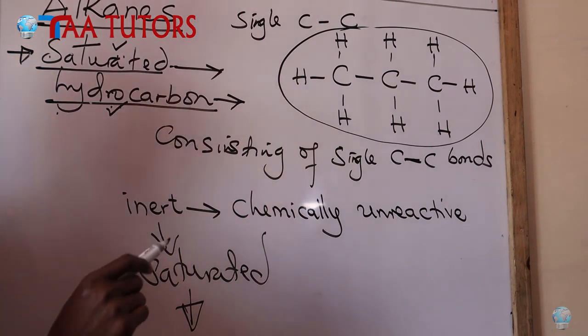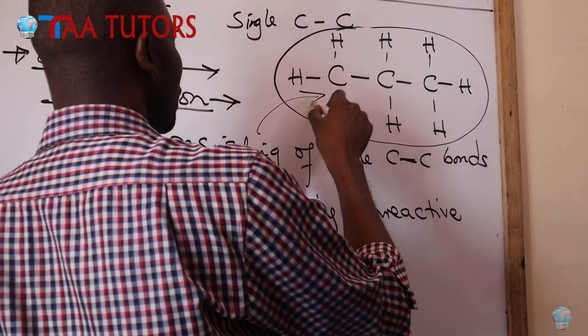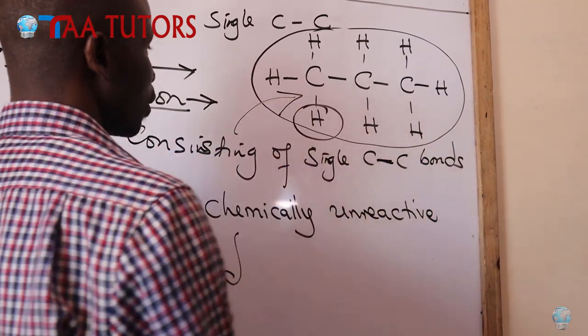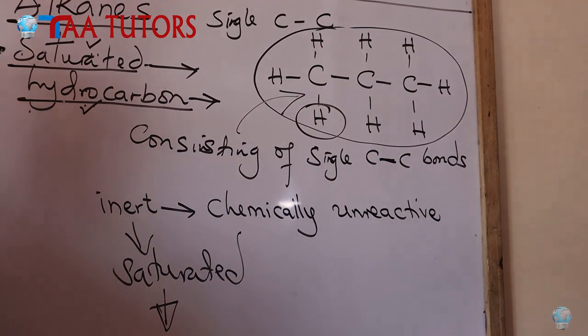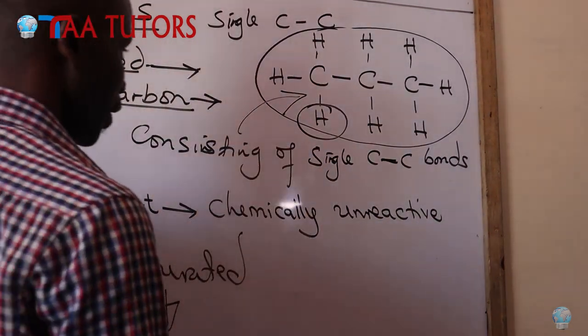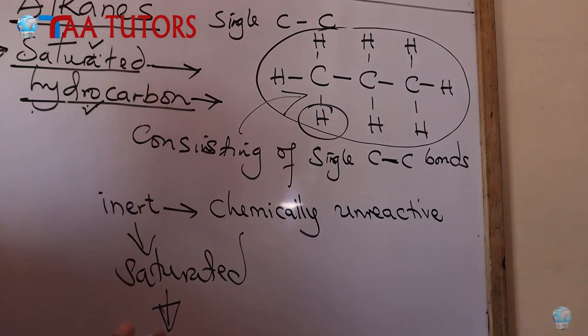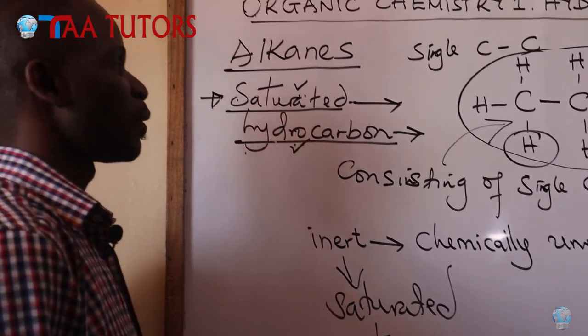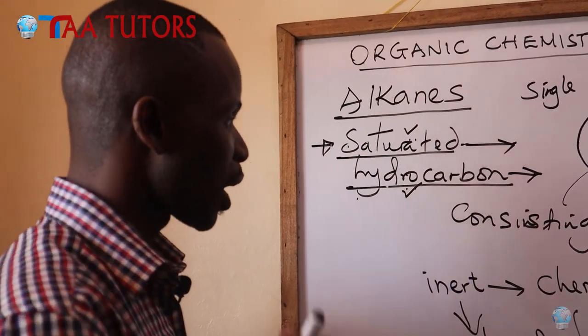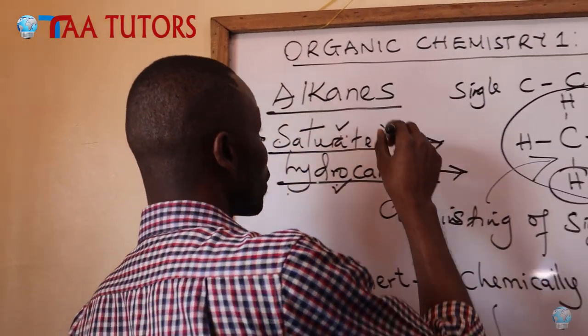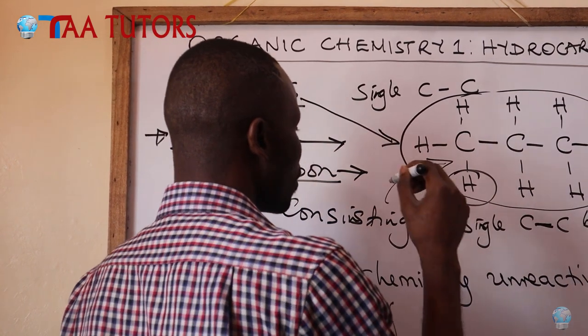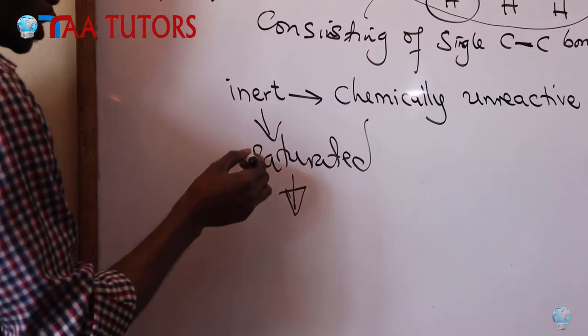It means therefore that for us to add another element or another atom here, we must remove one, what we call substitution. So we have to replace one with another, just like 11 players on the pitch, they can't be 12. When people are playing, the players there are saturated. For you to put one in, you have to take one out. That is exactly what is happening with alkanes. So if someone asks you whether they are inert, they are inert because they are saturated.